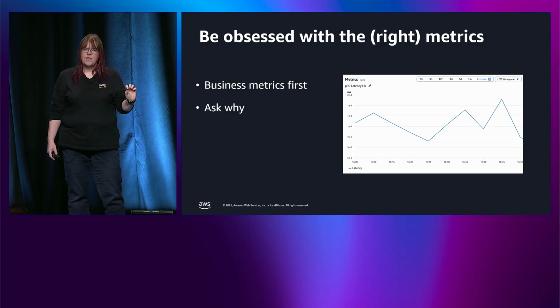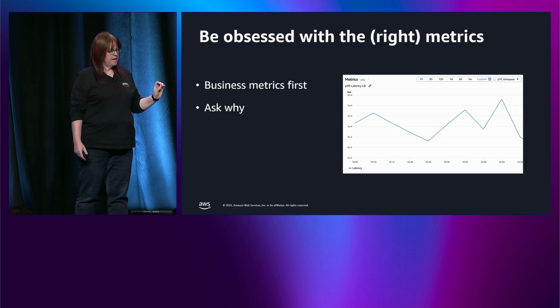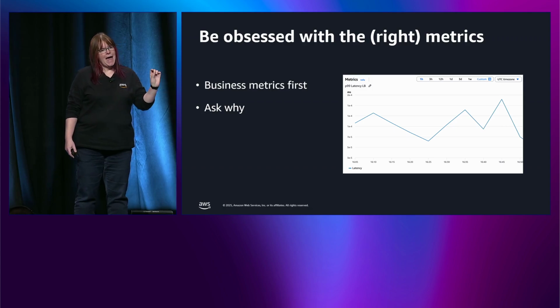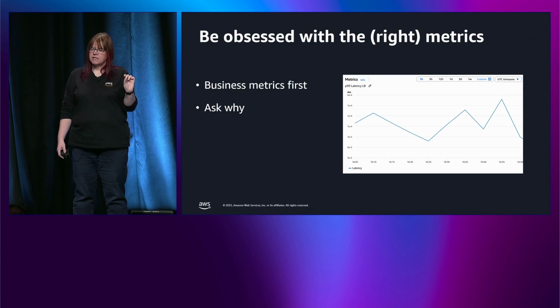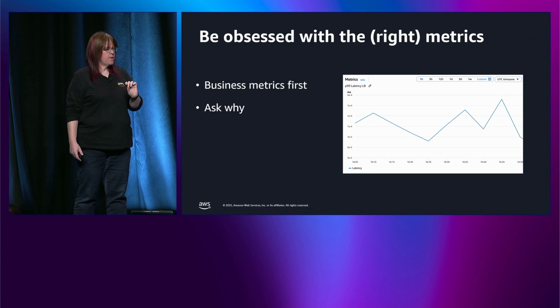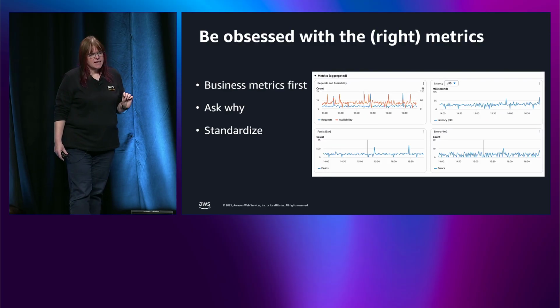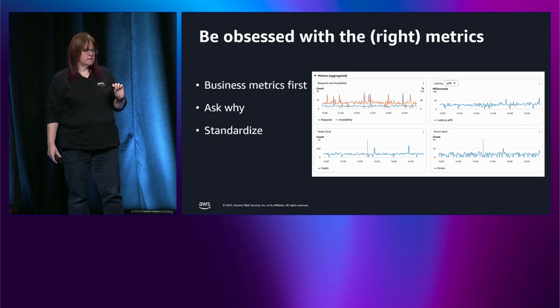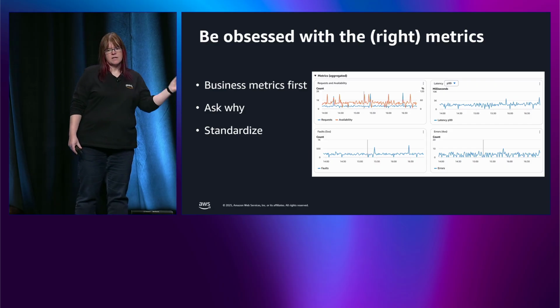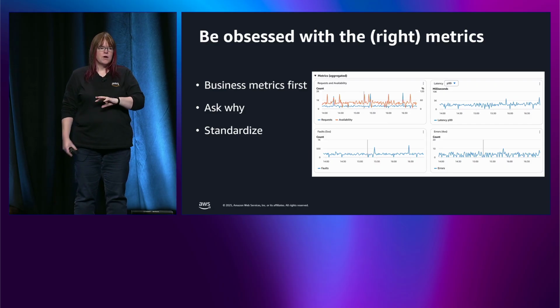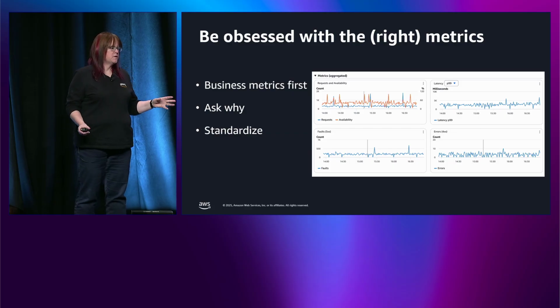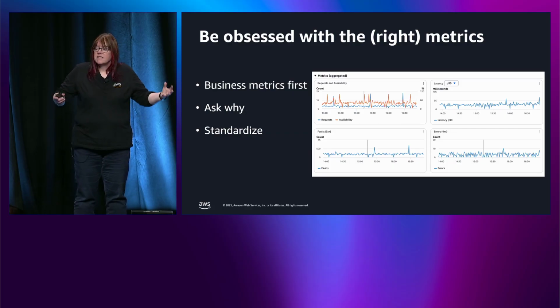So the important thing is to be really deliberate with your technical metrics and keep asking why until you get back to the business KPI that that technical metric maps to. Now, the next thing is to standardize the way you name your metrics and what you collect, so that no matter where you are in that distributed application, you have the same view.